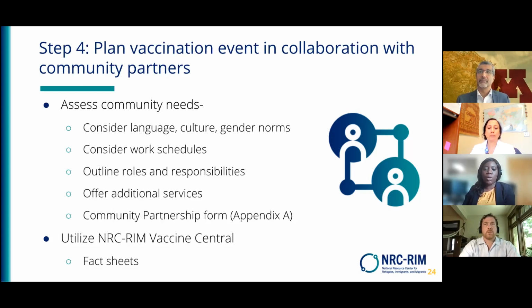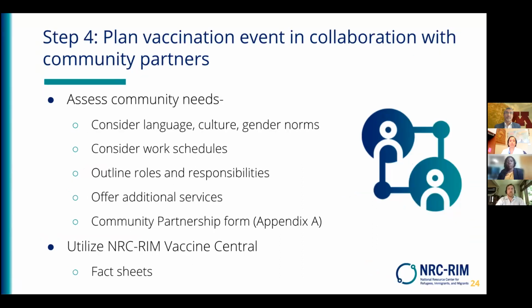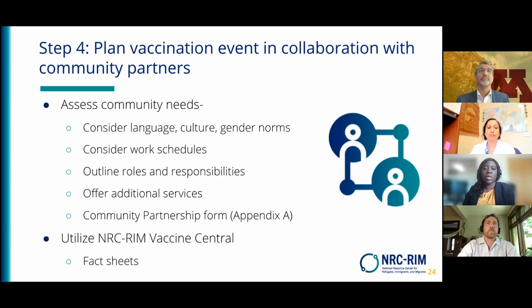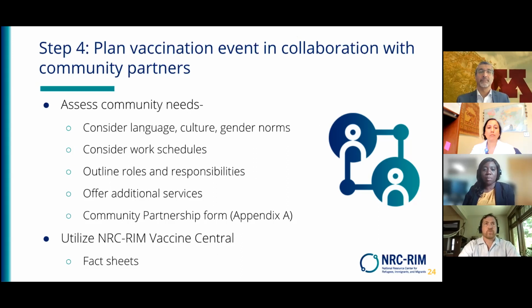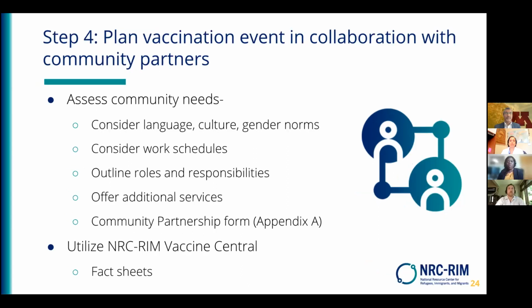Also, if your community partner is an employer, you might want to do staggered vaccination clinics so that you are not vaccinating all of the employees at the same time. You might have 2 or 3 different vaccination events just to accommodate different work schedules. As you talk with the community partners, also outline the roles and responsibilities. What are your roles and responsibilities as a community clinic or health department providing the vaccination, and what are their roles and responsibilities as the community partners?